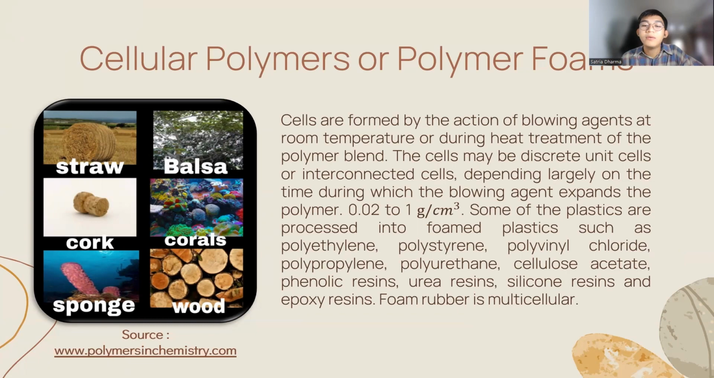The density ranges from 0.02 to 1 gram per cubic centimeter. Some of the plastics are processed into foam plastic, such as polyethylene, polystyrene, polyvinyl chloride, polypropylene, polyurethane, cellulose acetate, phenolic resin, urea resin, silicone resin, and epoxy resin. Foam rubber is a multicellular material.